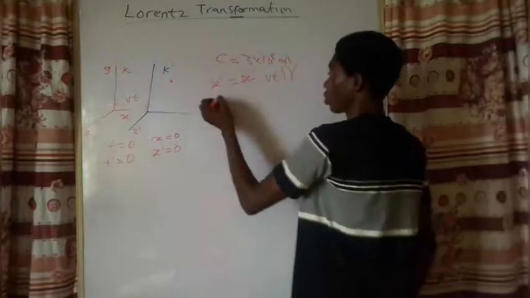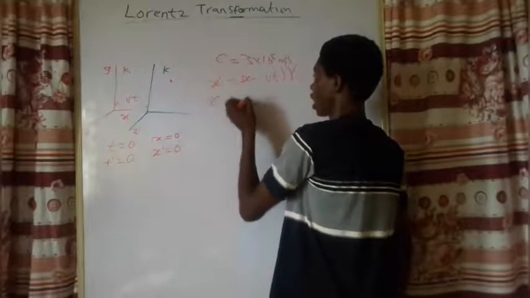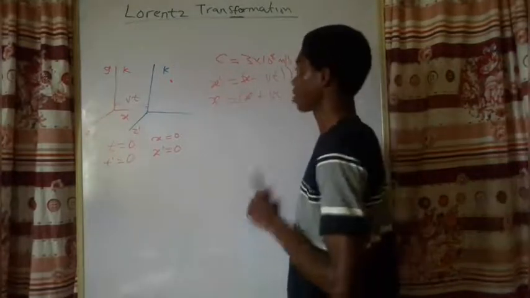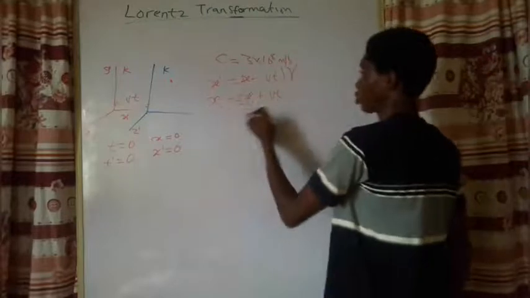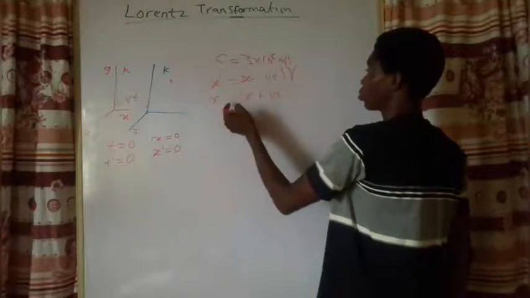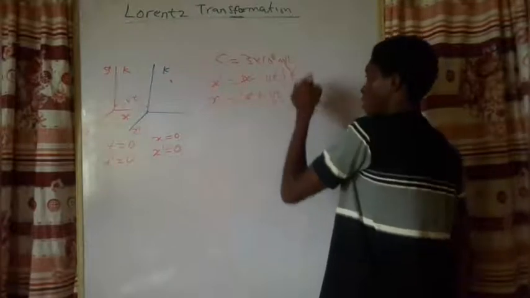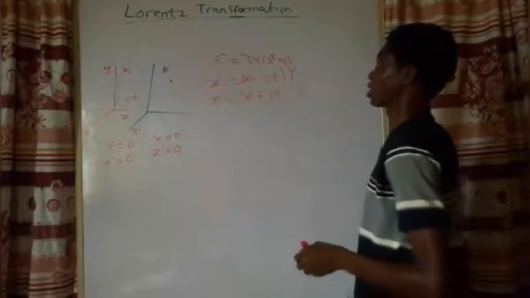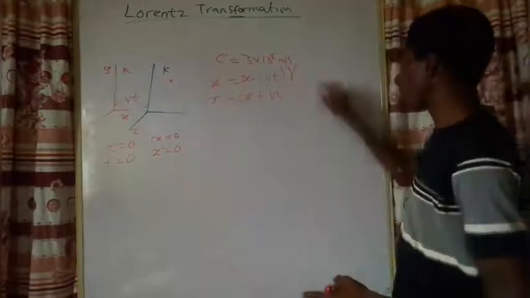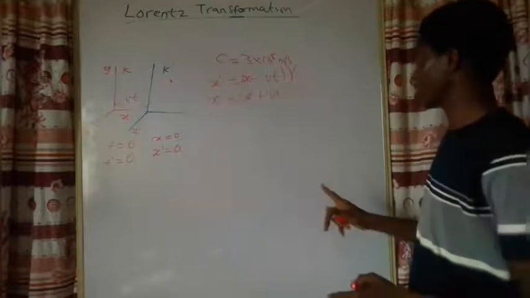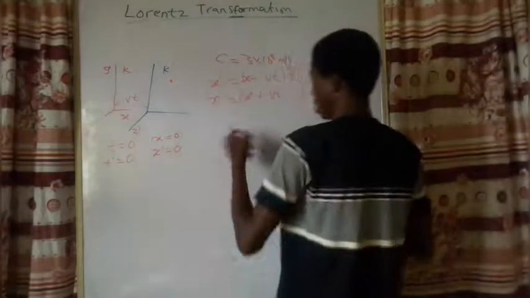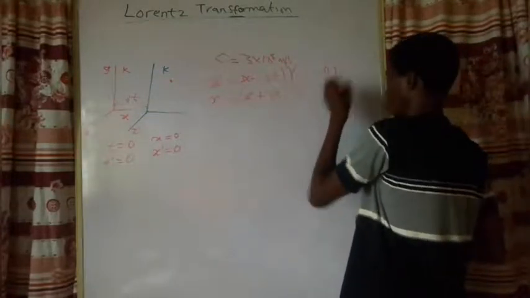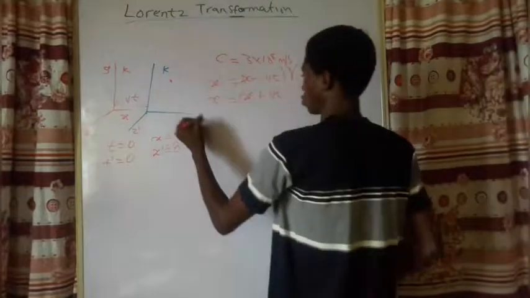Now, x, according to Galileo, should be equal to x prime plus vt. Again, Lorentz said this is not so. It should be x equals gamma times this, the same gamma, the same proportionality constant. Now, we want to derive what this constant is. Let's call this equation 1 and this equation 2. Now, multiply equation 1 and 2.